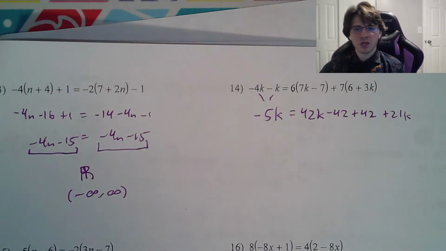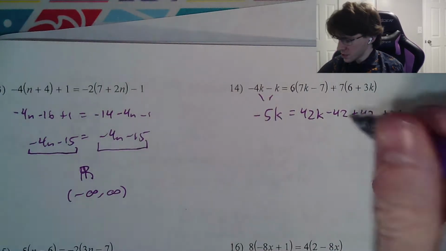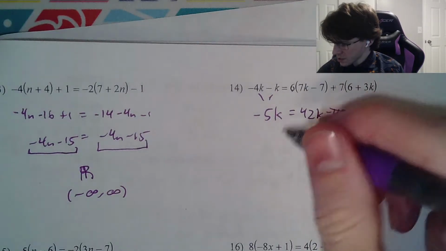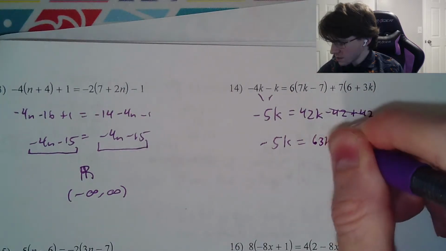Something cool happens in this question that I really like talking about. In this case, the negative 42 and the positive 42 completely cancel out, so we don't even need them anymore. We can add these guys as like terms. We have negative 5k is equal to 63k.